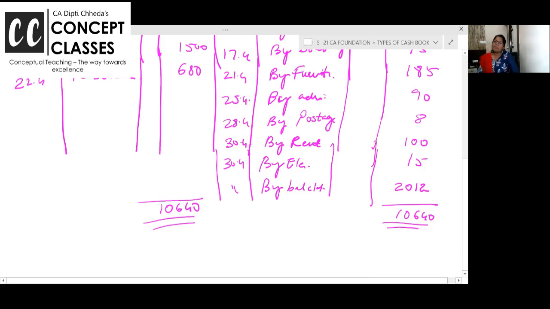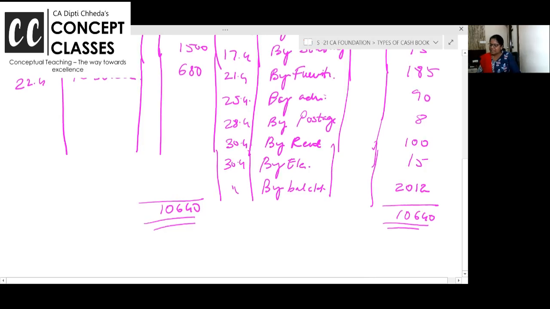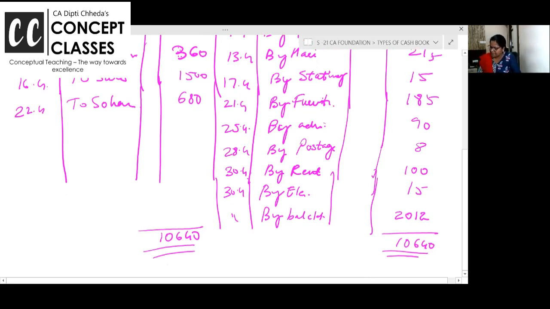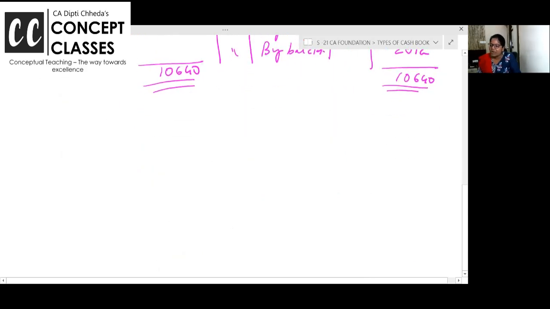Always debit side would be more, as cash cannot be negative, no? You can't make payment more than what you have, right? You can never make payment more than what you have. Easy? Receipt and payment and all is easy. So this is all about single column cash book.